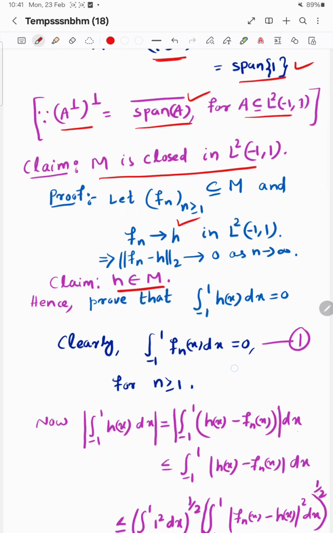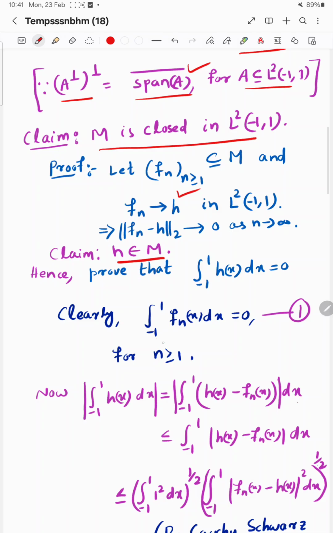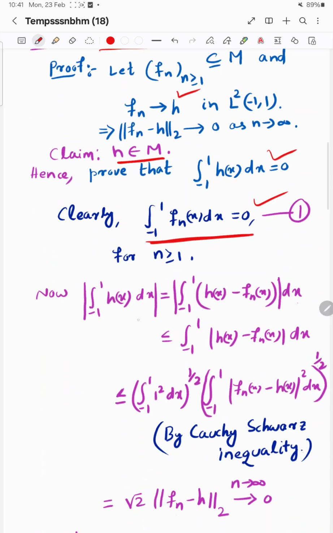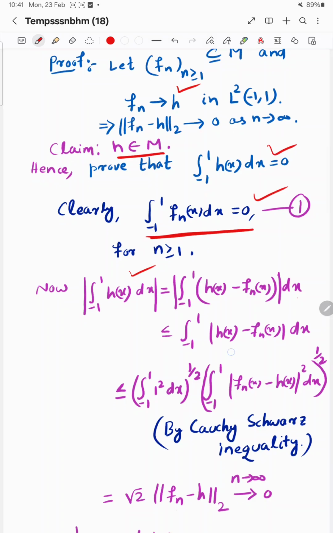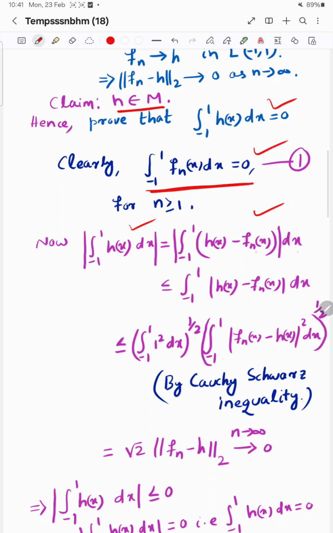Since these elements fn belong to M, they satisfy condition 1. And we are trying to prove that h belongs to M, means we have to show that the integration from -1 to 1 of h(x) dx is equal to 0. So we start from this expression, the modulus of the integration from -1 to 1 of h(x) dx. This modulus is equal to this, because the integration from -1 to 1 of fn(x) dx is equal to 0. So this modulus can be written in this form, but the modulus comes outside.